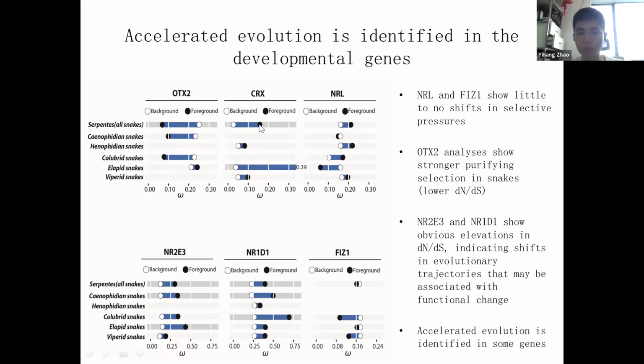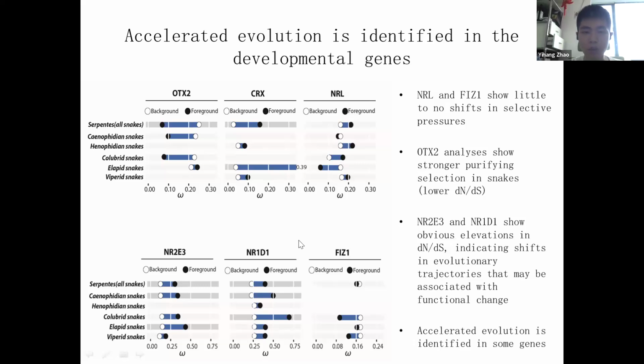And from this figure, what we can observe is that NRL and phase 1 show little to no shift in selective pressure, while the OTX2 analysis shows stronger purifying selection in snakes, which is pretty unexpected. But CRX, NR2E3 and NR1D1 show obvious elevation in dN/dS ratio, suggesting potential adaptive evolution.